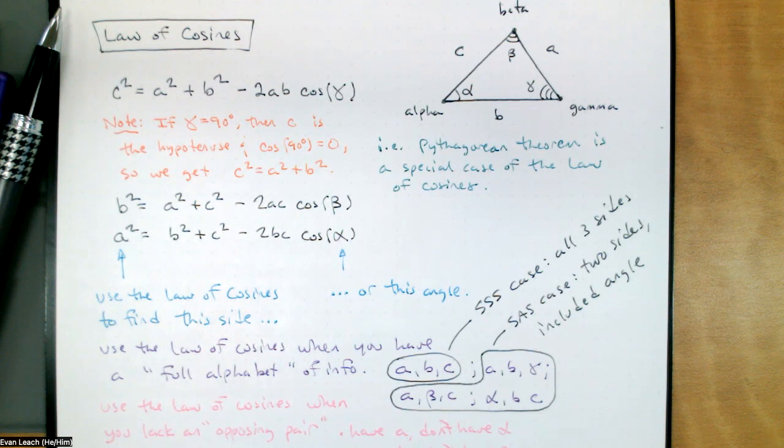Cosine and sine aren't equal. They're co-functions, and so co-functions of complementary angles are equal. So cosine of 30 is equal to sine of 60. That's one way they're related. They're also related through a Pythagorean identity, sine squared plus cosine squared equals 1. That's not quite helpful in solving triangles.